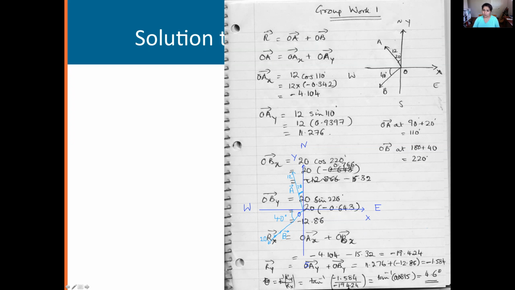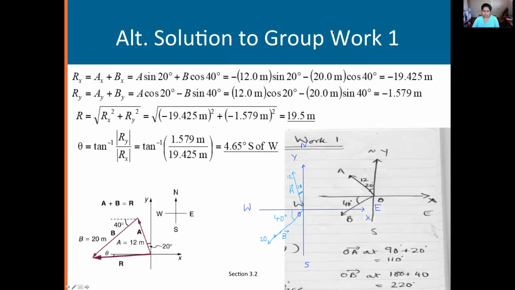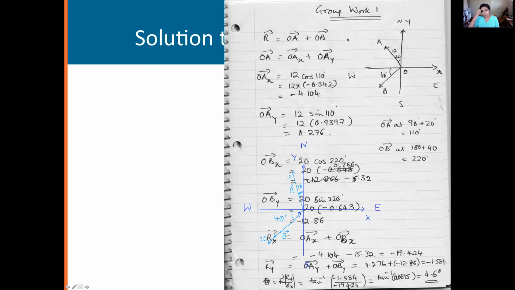Similarly, we need the x and y components for our B vector. You want to think about whether you expect bx and by to be negative or positive. I would think that bx would be negative since its projection is going to be to the left of the origin, and by is also going to be negative since it's going to be below the origin, right?